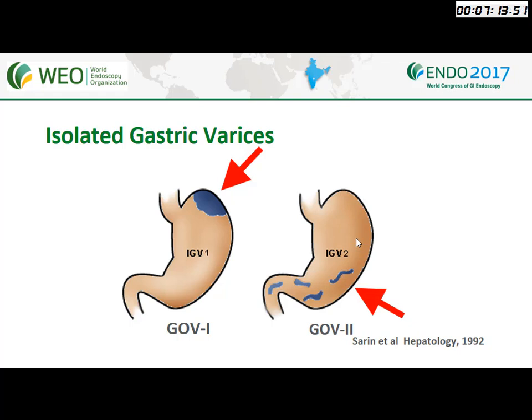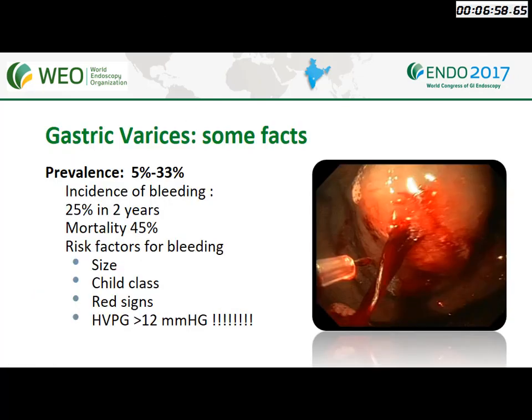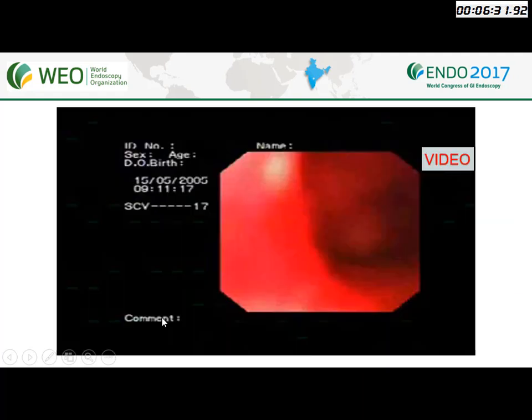These are the types of varices, extension from the esophagus and solitary gastric, and enteral erosion. And of course, you have the ectopic varices in the duodenum, in the jejunum, colon, etc. These are some different pictures of varices. And for gastric varices, we have some facts. Prevalence up to 33%. Incidence of bleeding, 25% in 2 years. Mortality is high. And risk factors: size, Child class, presence of red signs, and pressure more than 12 millimeters of mercury.